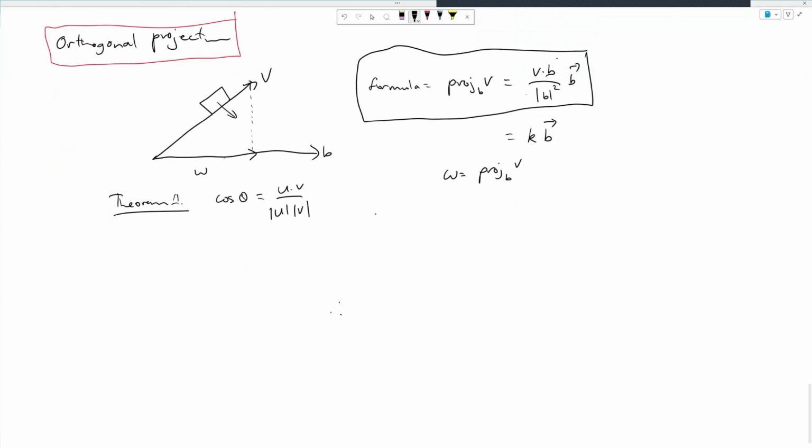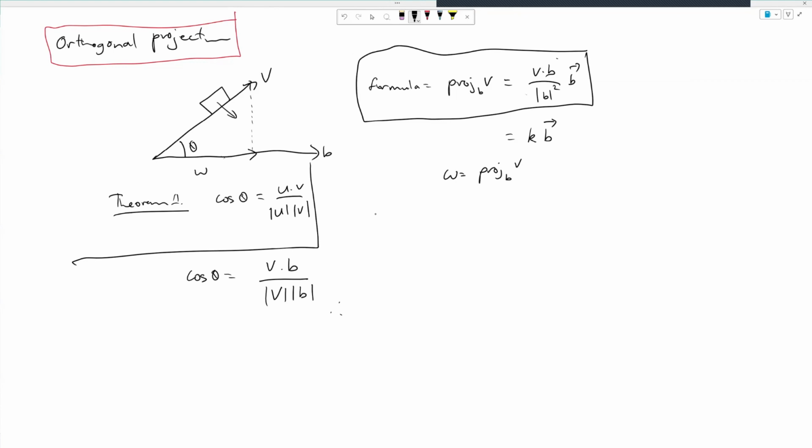Okay, so knowing this formula, we know that cosine theta is also equal to V dot B over |V||B|. That should make sense because we're looking at this angle over here, and the angle between these two vectors is given by their dot product over the lengths of these two vectors.